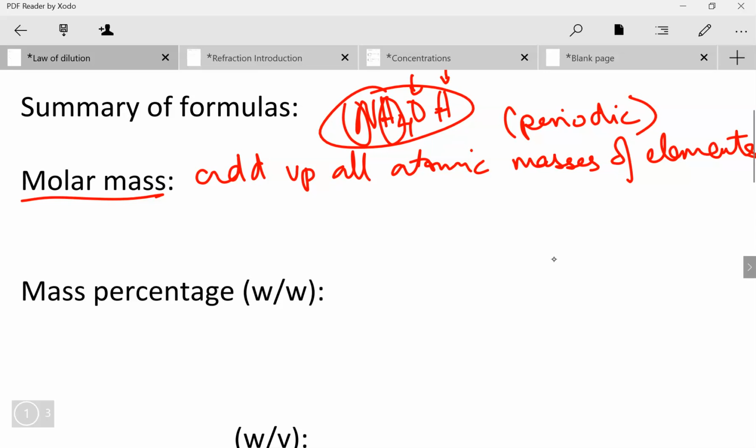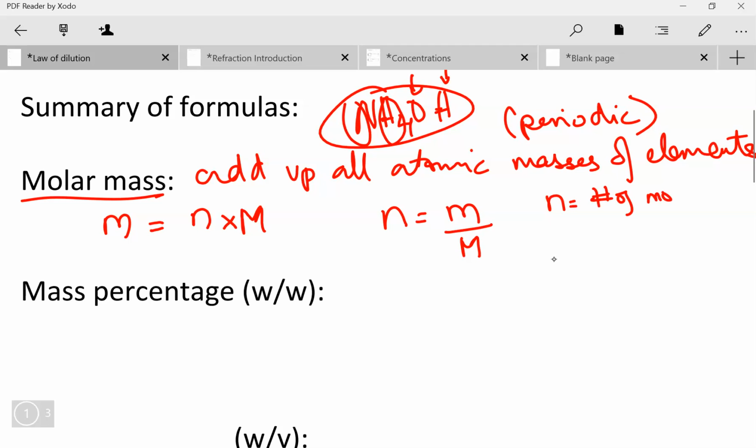But the formulas that we're going to relate to molar mass are these formulas, essentially. Number of moles equals mass over molar mass. And here, n is the number of moles, small m is our mass in grams, and big M is our molar mass, with units of grams per mole, right?